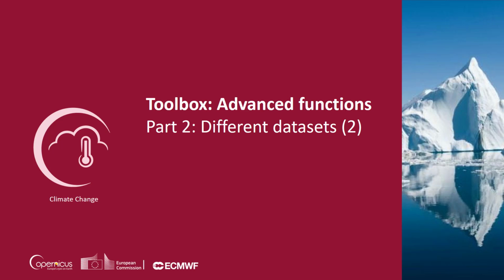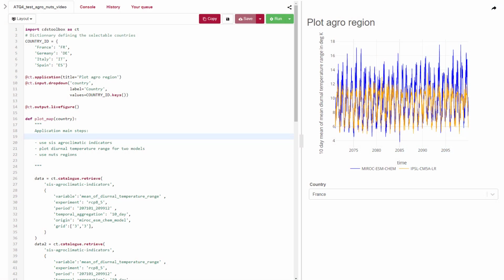In this video, I will show you a script using the agroclimatic indicators. We will use the toolbox to make some plots of the country averages for the diurnal temperature range for European countries. The diurnal temperature range is the difference between the maximum and minimum temperature during the day. In this application, we will select the country in the drop-down menu.